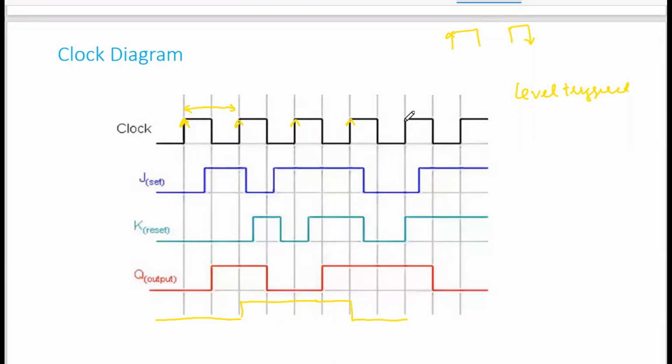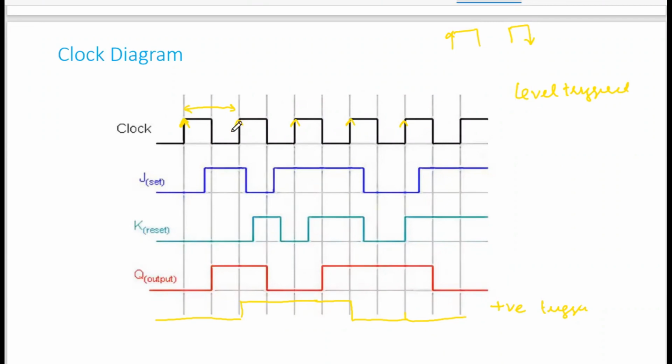Now at this particular moment, just before this, J is 0, K is 0. So it will retain the previous output. So this is the output when your system is positive edge triggered. Now if the system is not positive edge triggered, then what is going to happen? So this is the output when the system is not positive edge triggered.